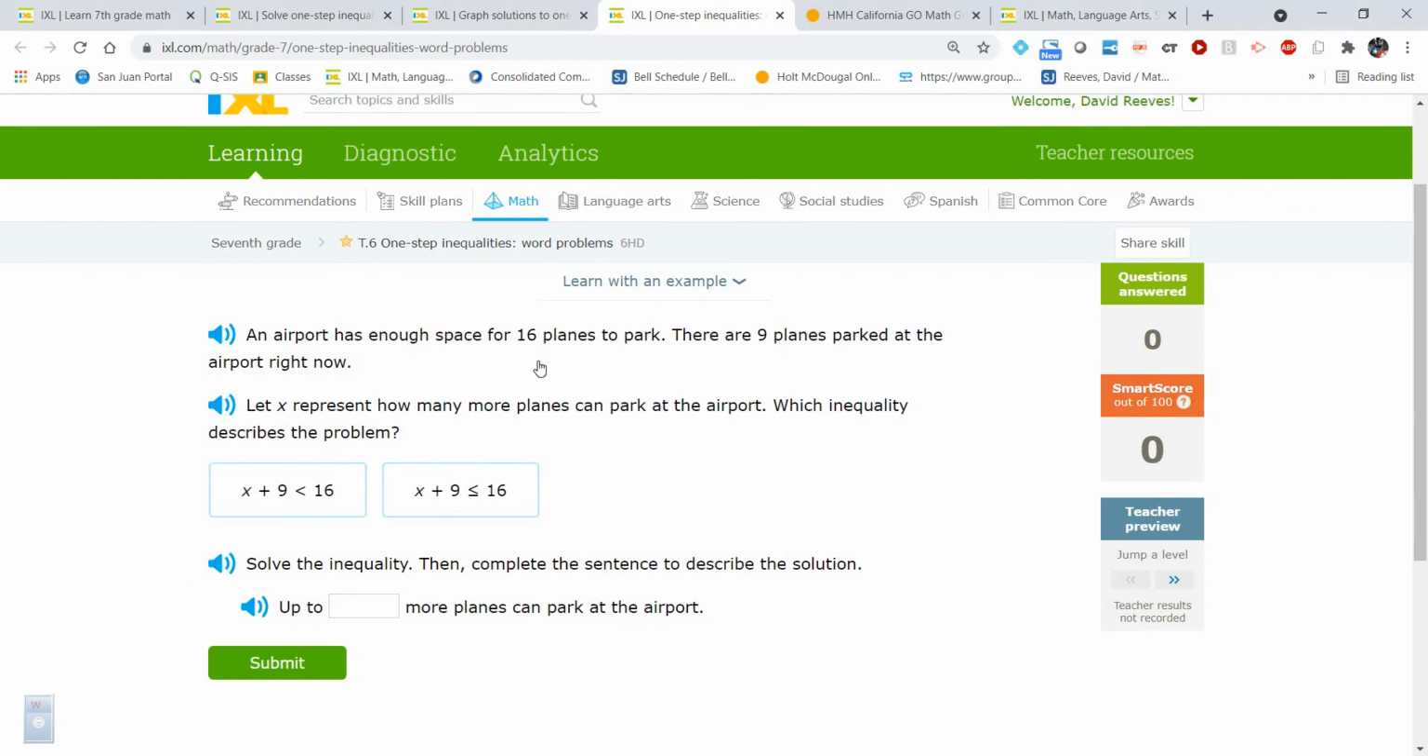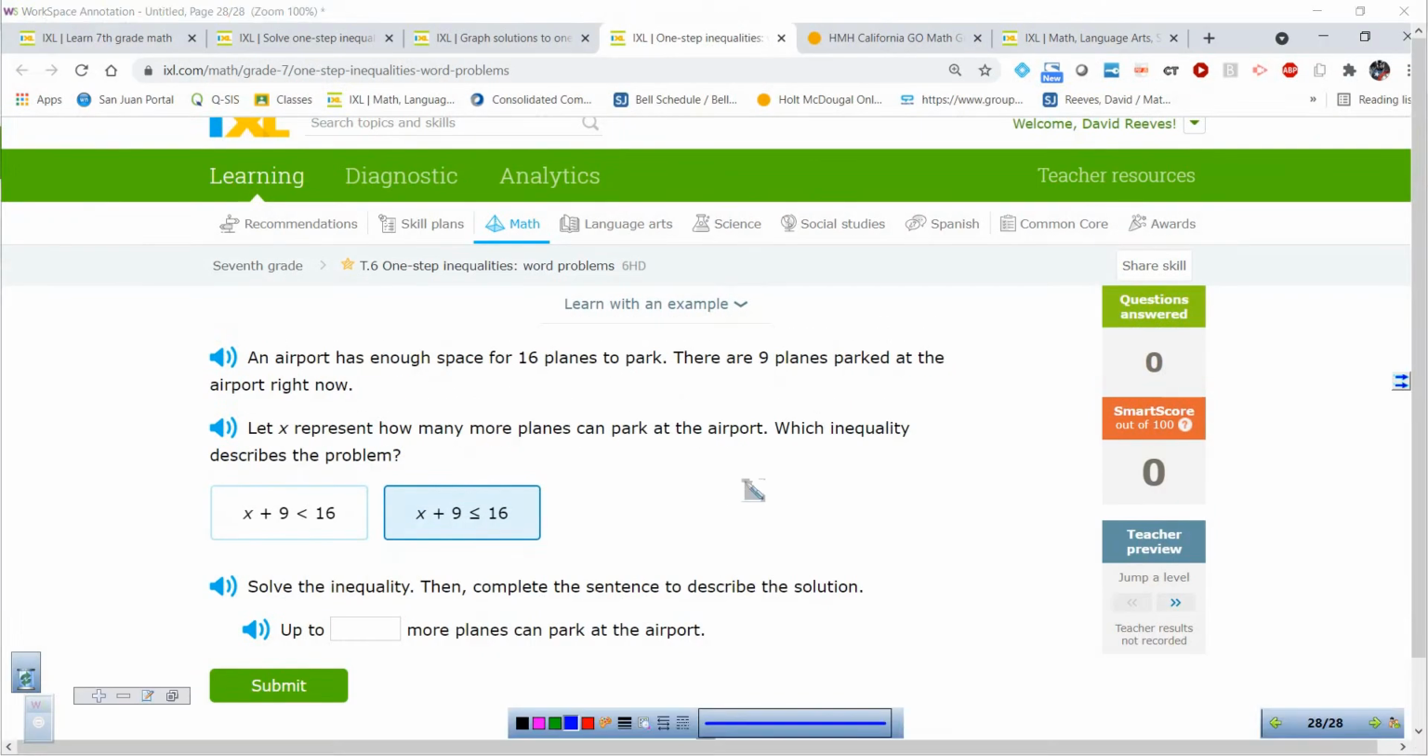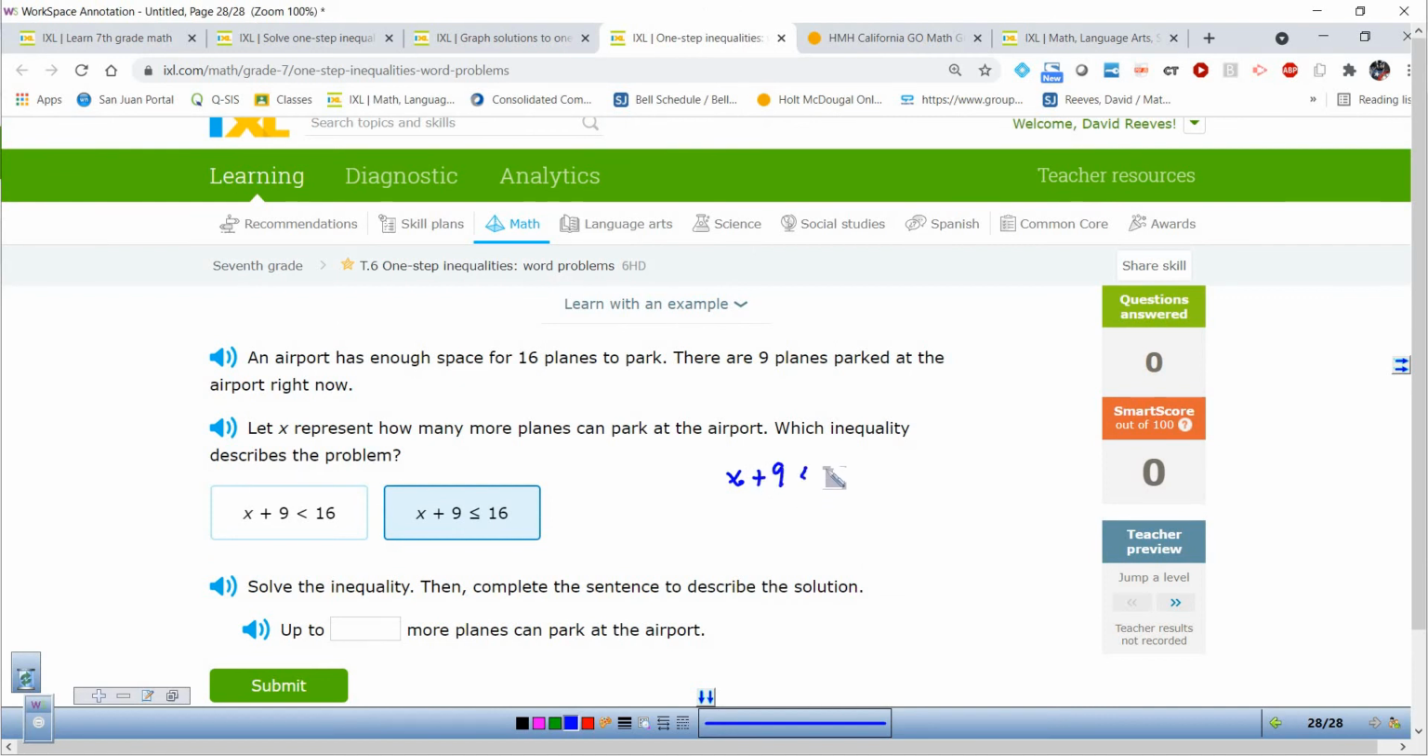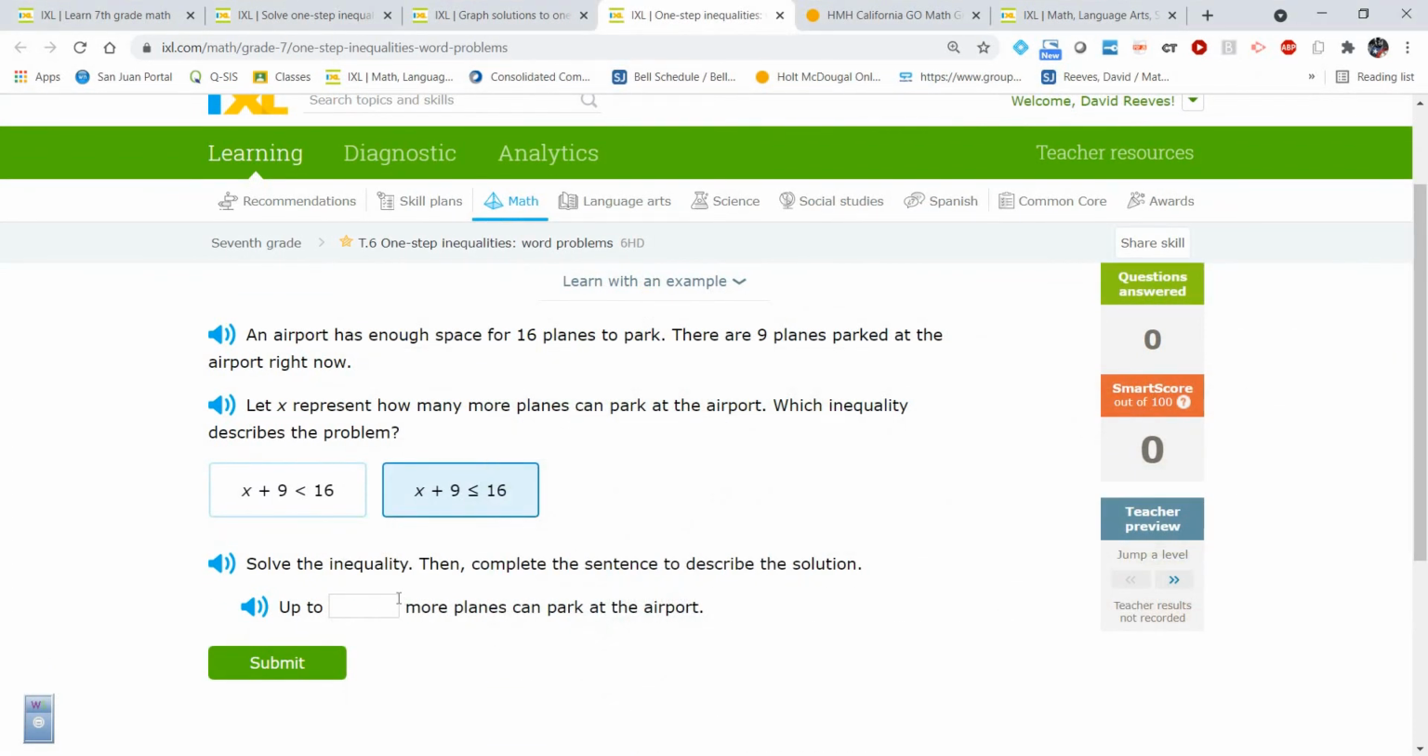An airport has enough space for 16 planes. There are 9 planes parked at the airport right now. Let x represent how many more planes can park. Well, since we can have 16, right, we can have that equal. So however many more plus what we currently have has to be less than or equal to 16, all right? And then when we go to solve it, of course, we can subtract 9 from both sides. And we're going to get x is less than or equal to 7. So they can have up to 7 more planes, all right? Less than or equal to 7 would work.